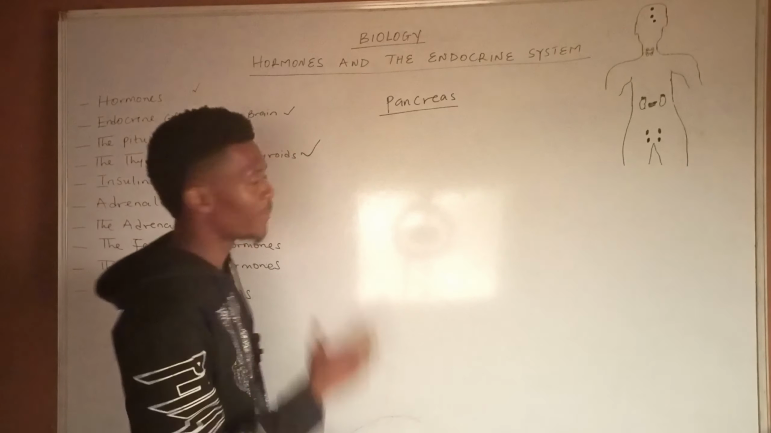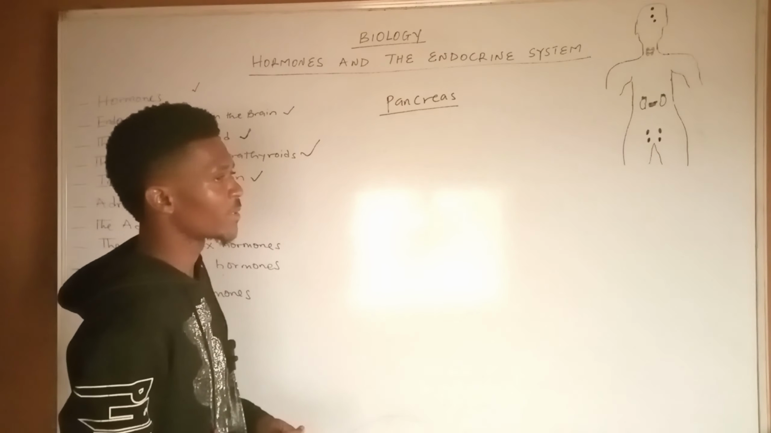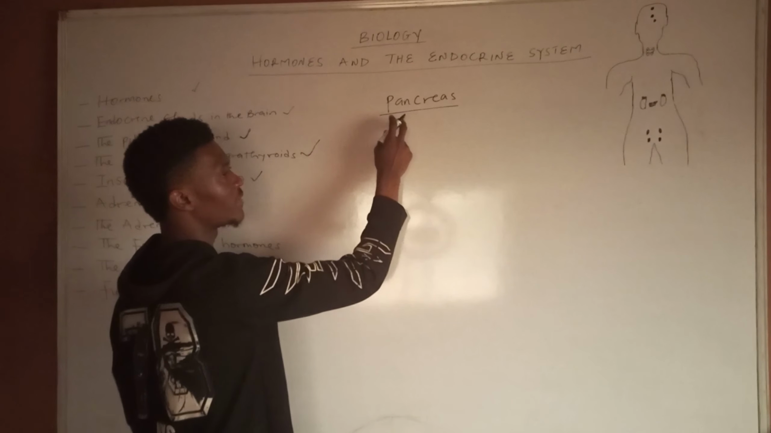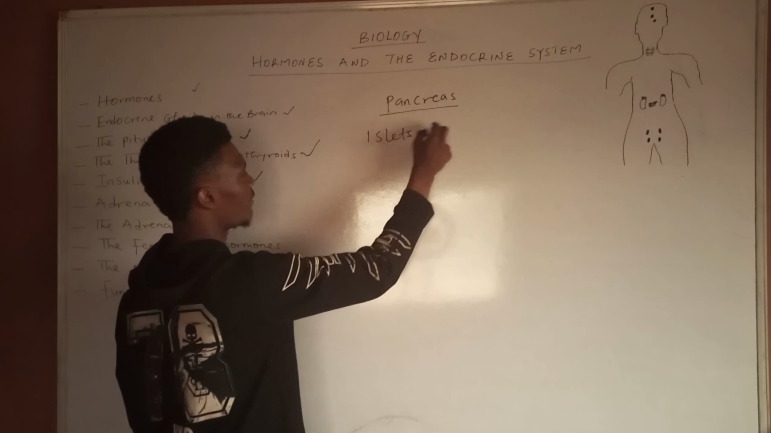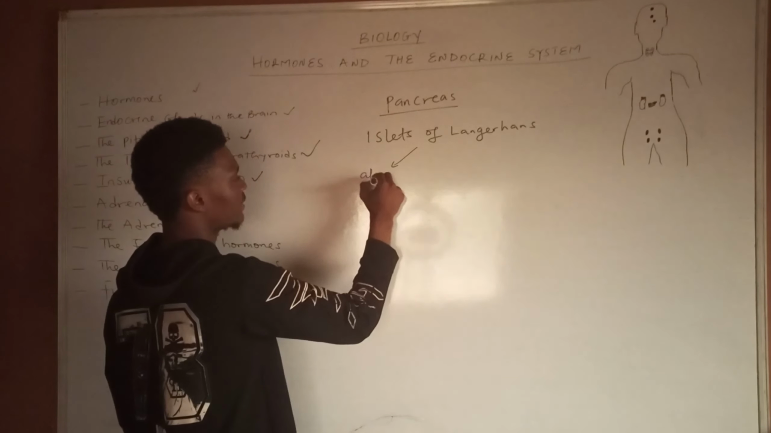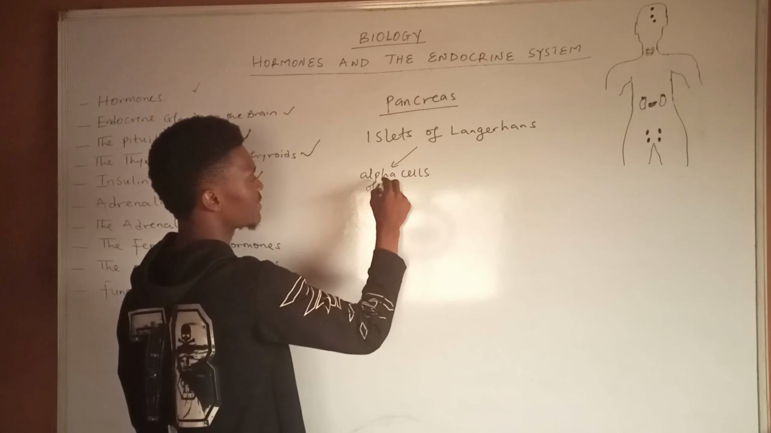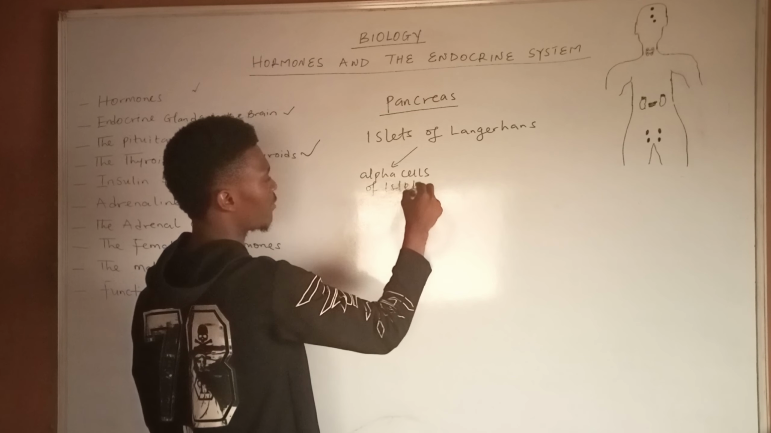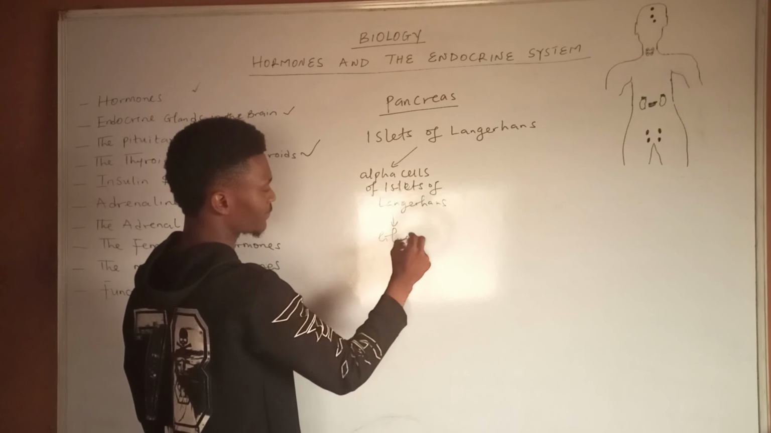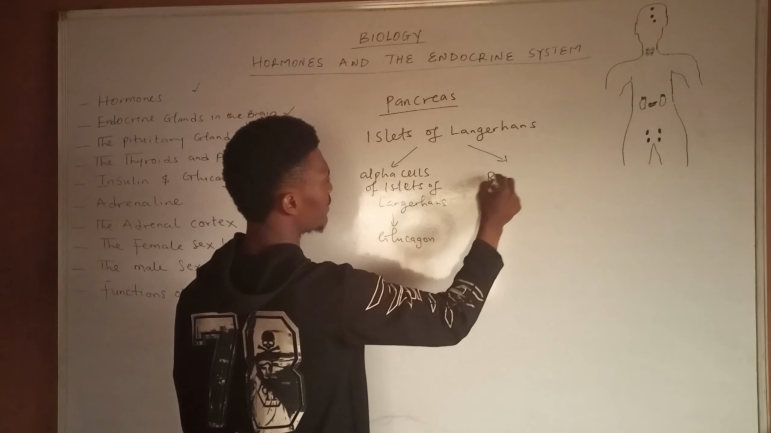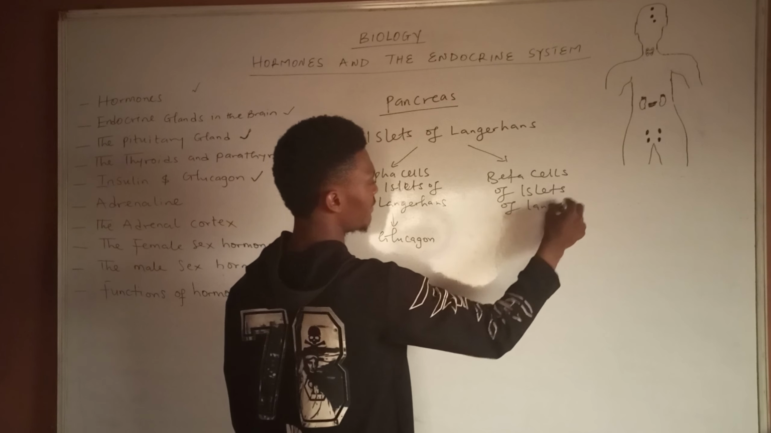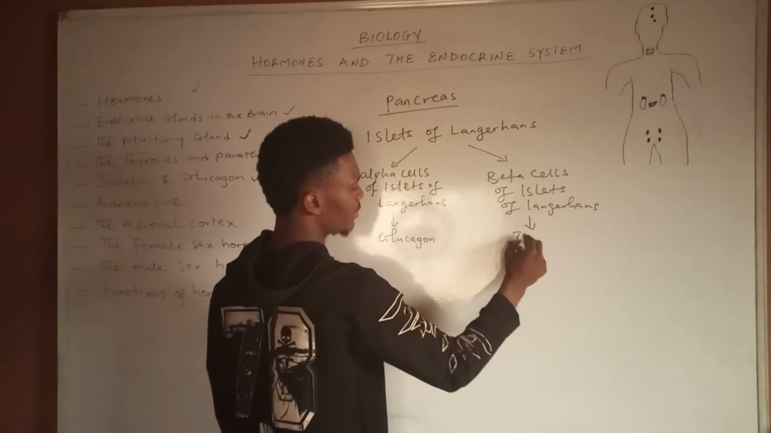Okay, now we are basically going to be looking at the endocrine function, talking about how it secretes insulin and glucagon. Now there are special cells that are found in the pancreas. They are called islets of Langerhans. The alpha cells of islets of Langerhans are involved in the secretion of glucagon, while the beta cells of islets of Langerhans are involved in the secretion of insulin.